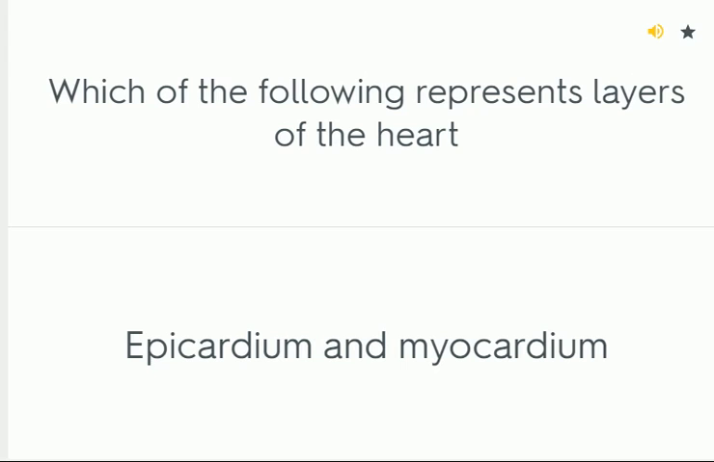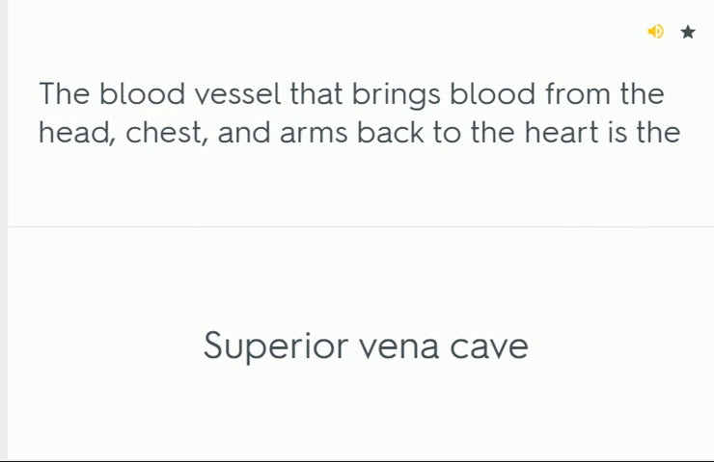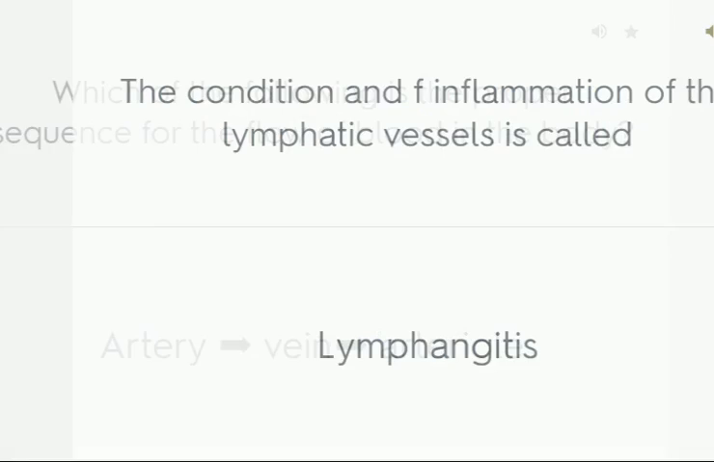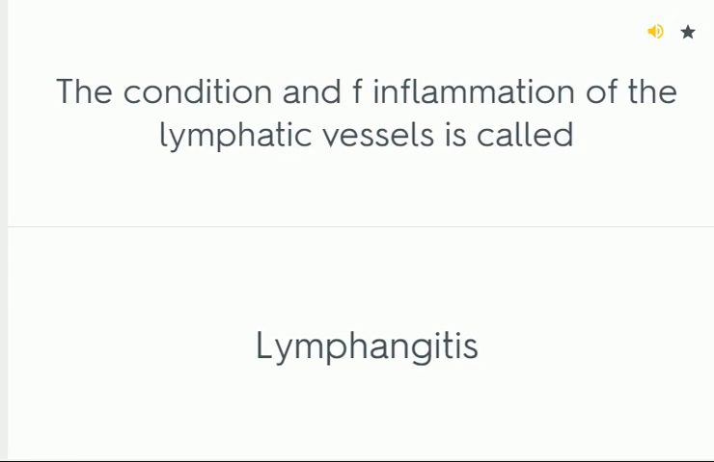Which of the following represents layers of the heart? Epicardium and myocardium. The blood vessel that brings blood from the head, chest, and arms back to the heart is the superior vena cava. Which of the following is the proper sequence for the flow of blood in the body? Artery, vein, arteriole. The condition and inflammation of the lymphatic vessels is called lymphangitis.